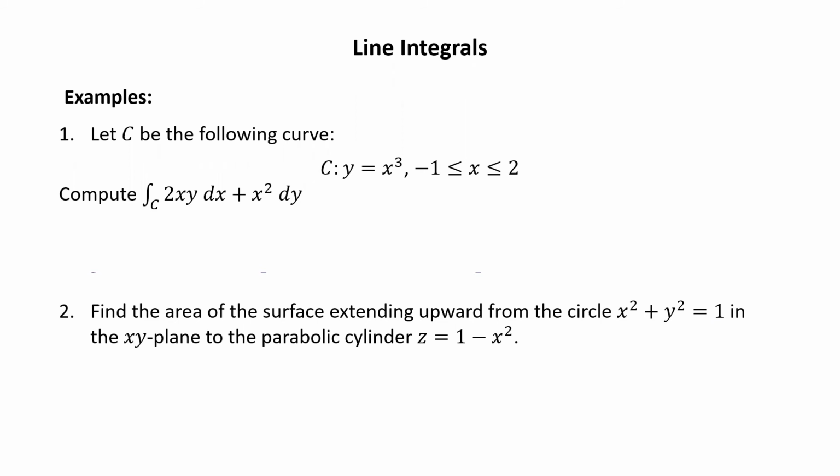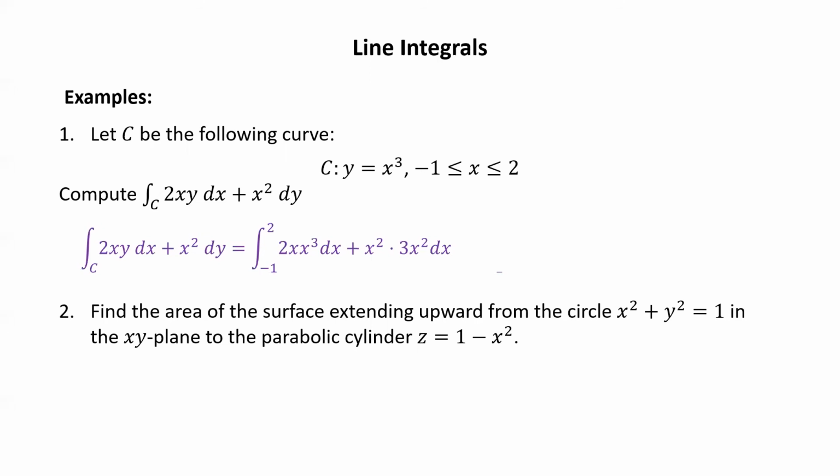Let C be the following curve. C is defined by the function y equals x cubed, where x goes from negative 1 to 2, and compute the line integral over c 2xy dx plus x squared dy. In this case, since y is a function of x, we can use x itself as the parameter. When we change the line integral to a definite integral, we have the integral from negative 1 to 2, because x is going between negative 1 and 2. 2x, we leave x as it is. We replace y by x cubed, and we leave dx as it is.